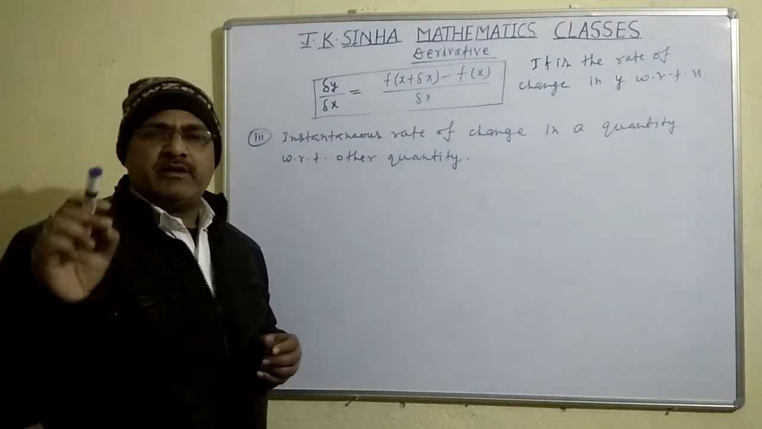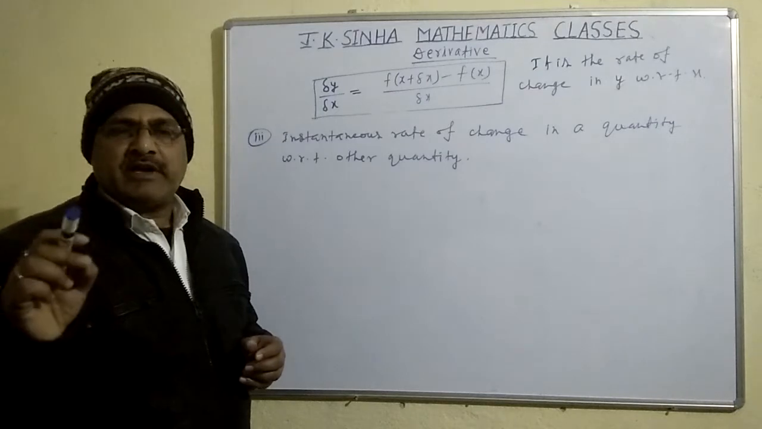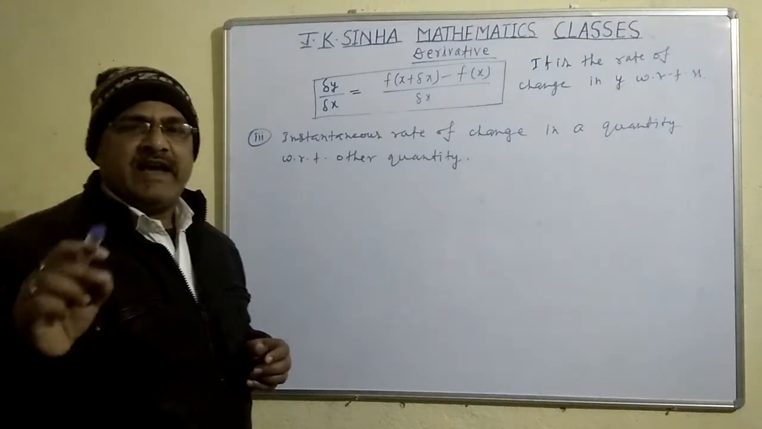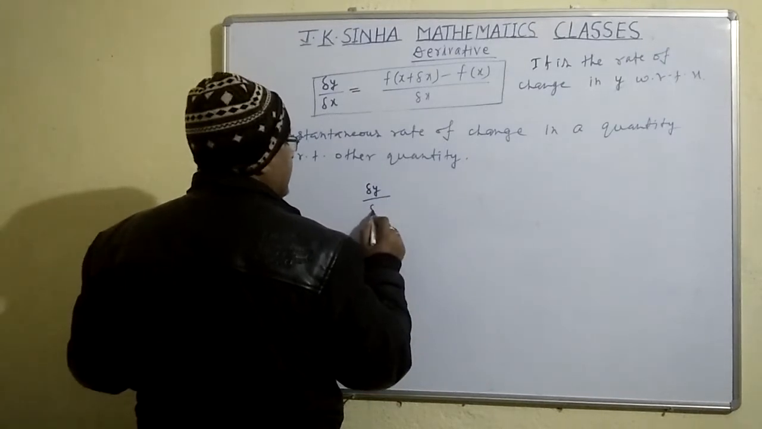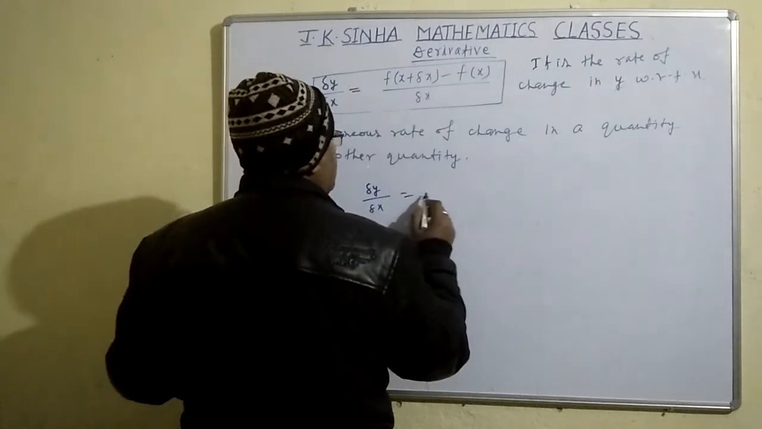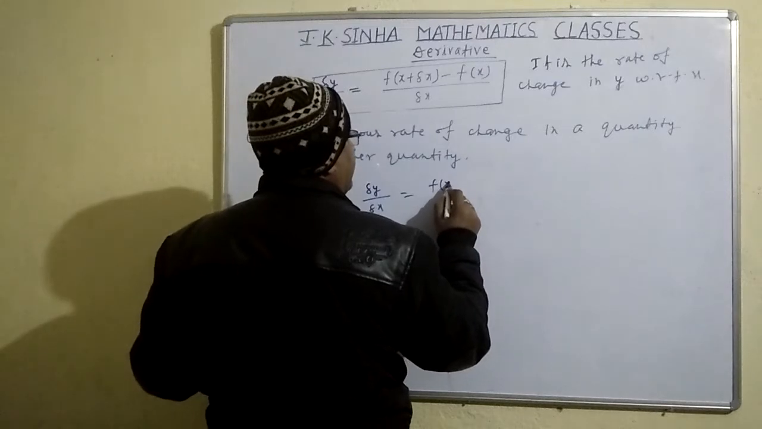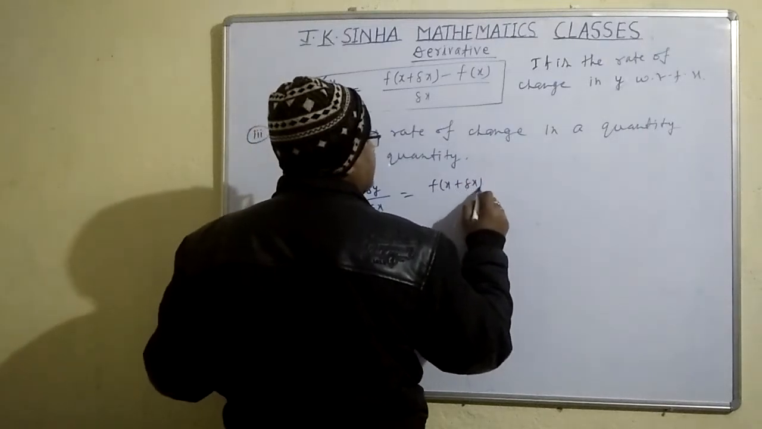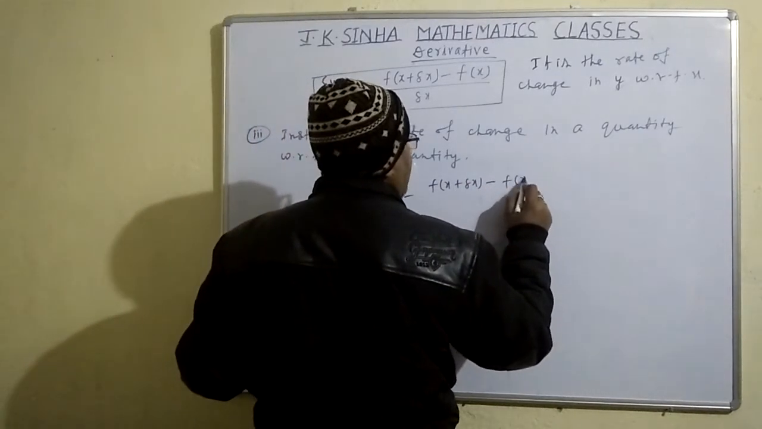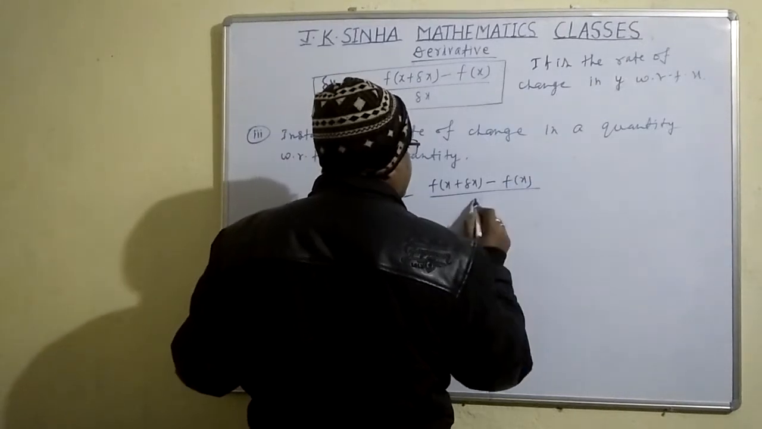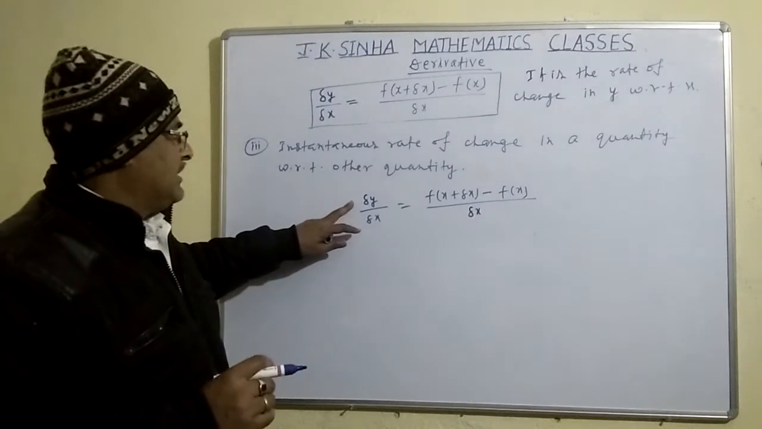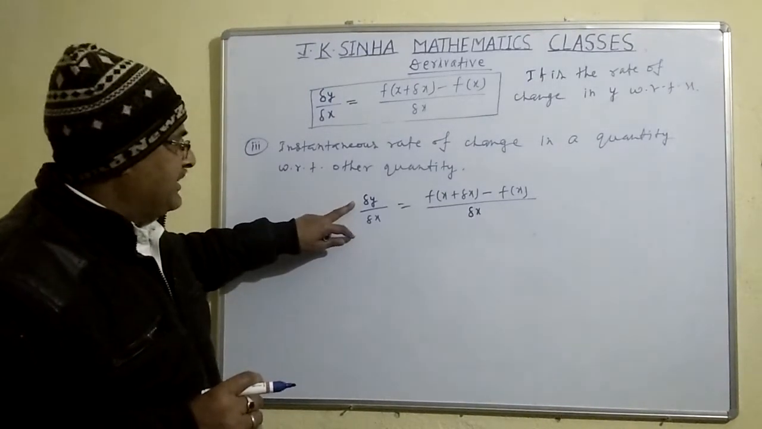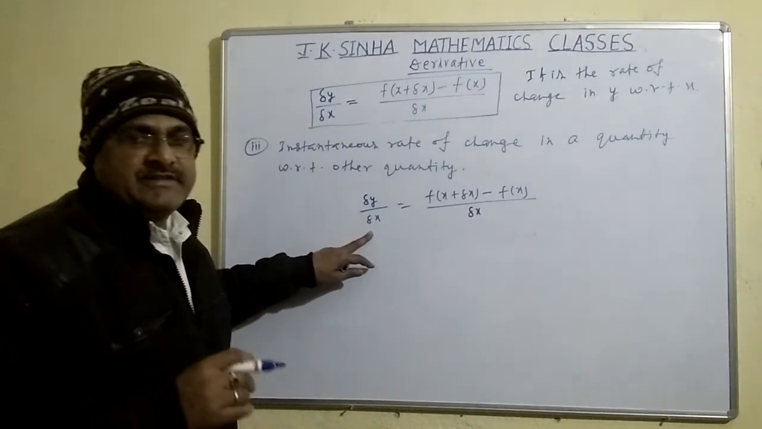We have already got rate of change in y with respect to x, and that is delta y by delta x equal to f of x plus del x minus f of x upon del x. It is the rate of change in y with respect to x.